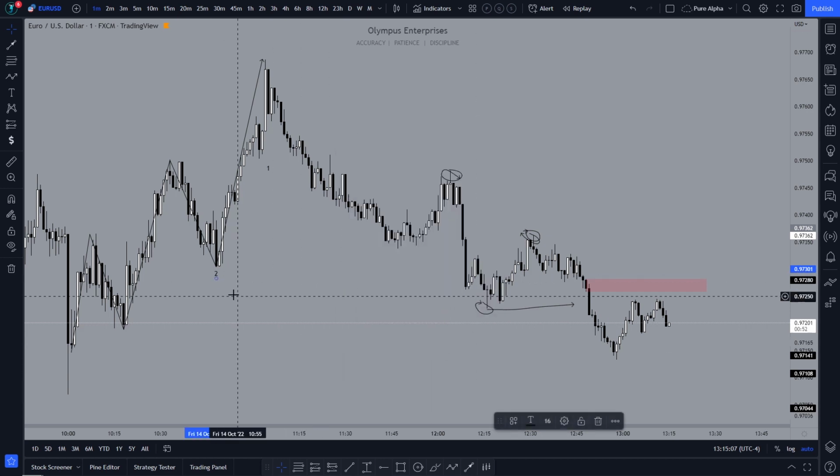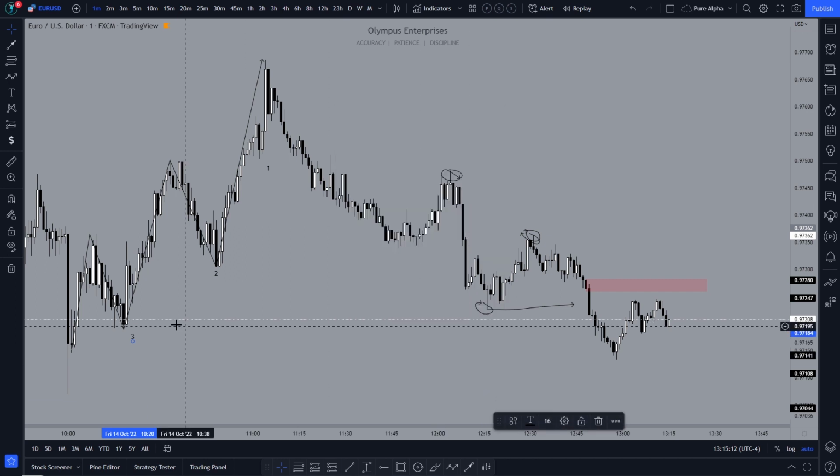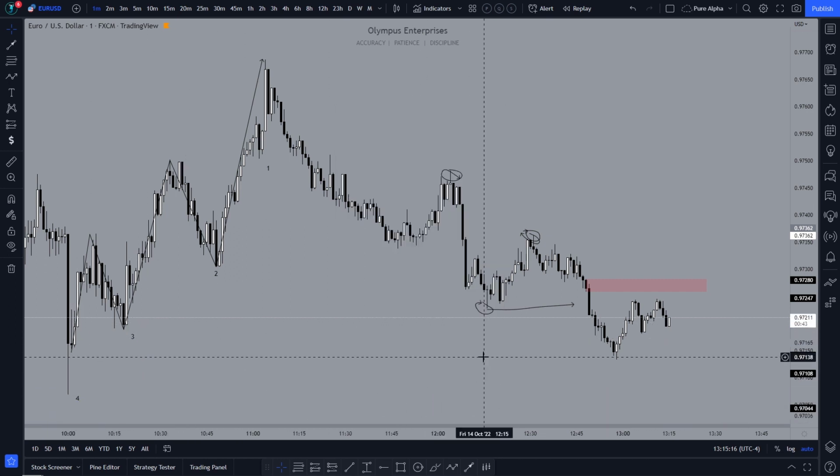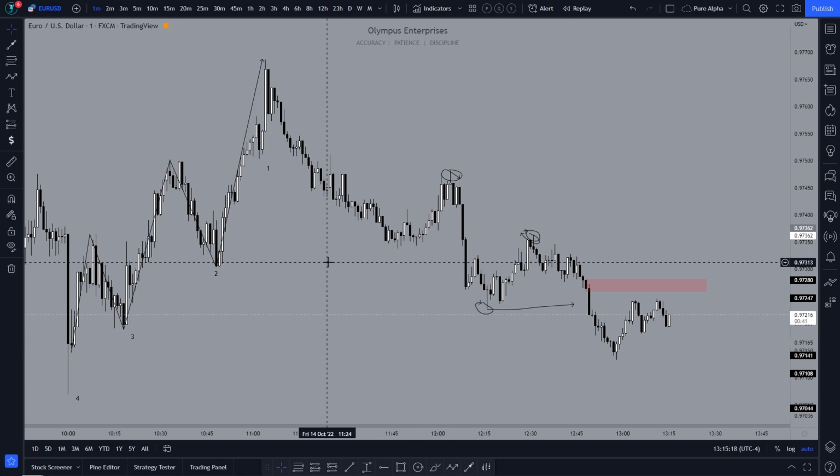Is this 2? Is this 3? Or is this 4? Now, which one of these did price break for me to say that, okay, now price is moving downwards? Which one did it break? Got 10 seconds.